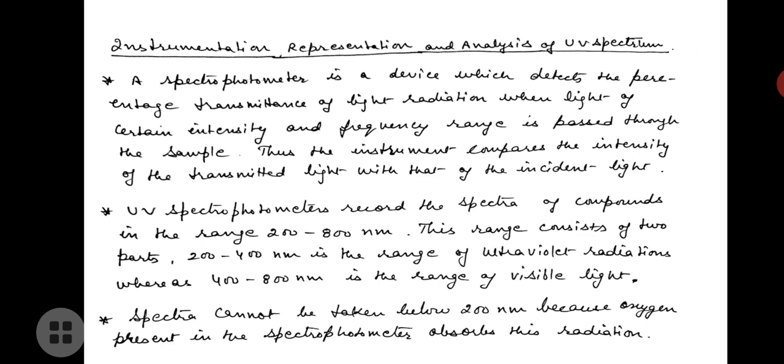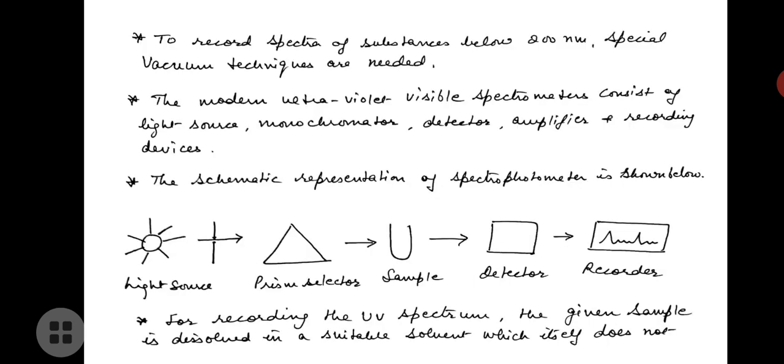UV spectrophotometer records the spectra of compounds in the range 200 to 800 nm. This range consists of two parts. 200 to 400 nm is the range of UV radiations, whereas 400 to 800 nm is the range of visible light. Spectra cannot be taken below 200 nm because oxygen present in the spectrophotometer absorbs this radiation. To record spectra of substances below 200 nm, special vacuum techniques are needed.